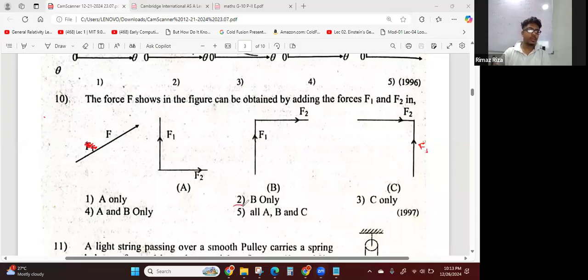So the answer here is 1, all ABC. The resultant of these two is somewhere in between here. You can consider the triangle law, it will be this way. The resultant of these also will be like this. Therefore all ABC are correct. All ABC can produce this result. Okay.